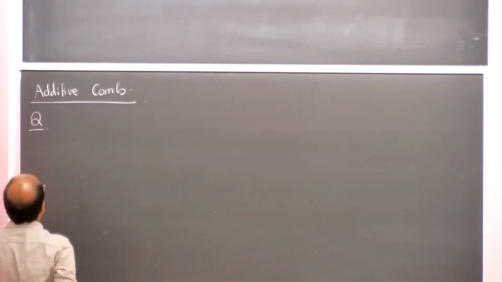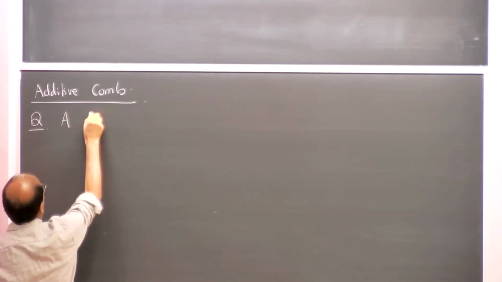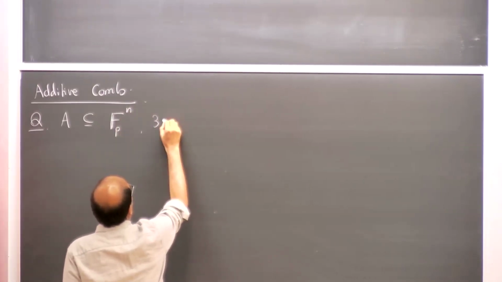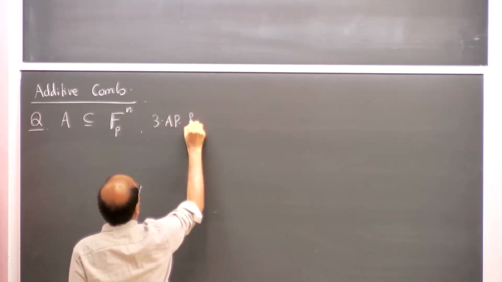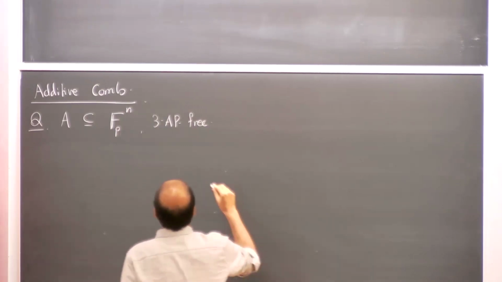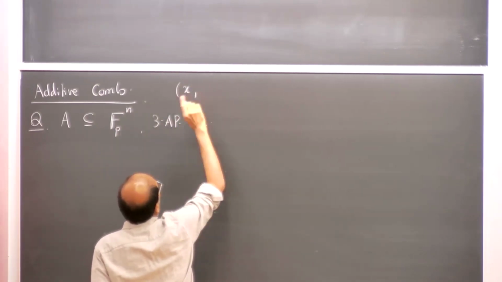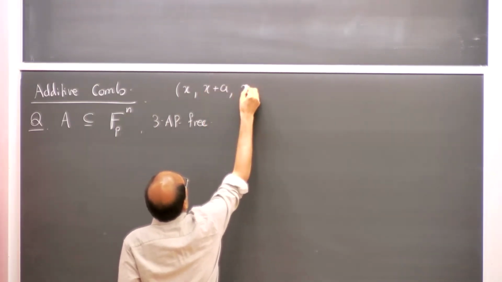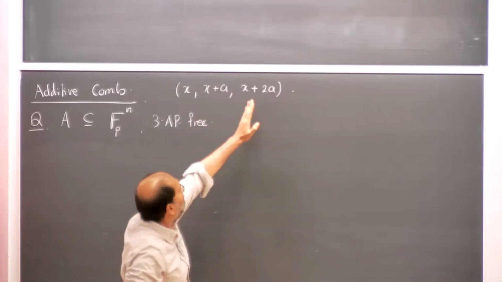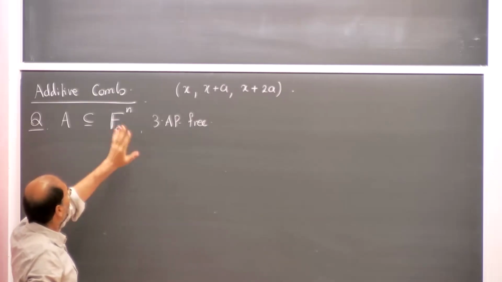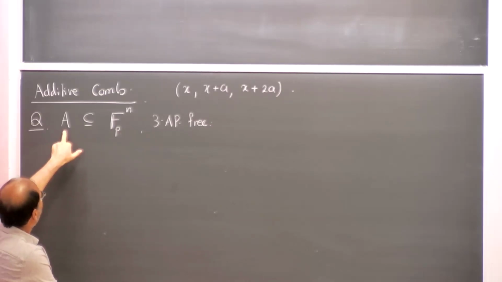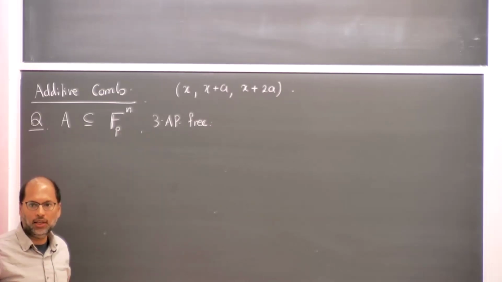So it is a well-studied question in additive combinatorics. Suppose I have a subset of F_p to the n, which is free of 3 APs. So it's 3 AP free, meaning it does not contain an arithmetic progression of size 3. So an arithmetic progression of size 3 is just a triple of points x, x plus a, x plus 2a, where a is a non-zero vector, and these are all vectors in F_p to the n. And the question is, how large can a set be and still be 3 AP free?